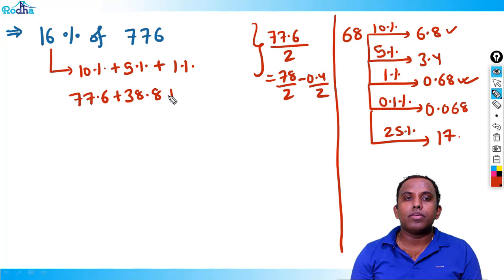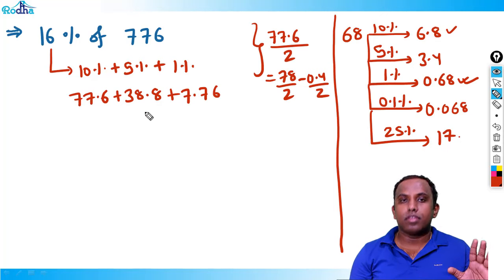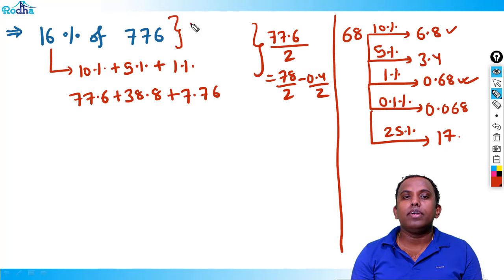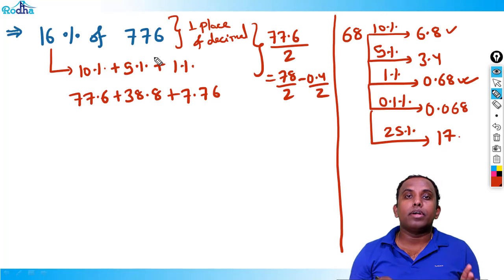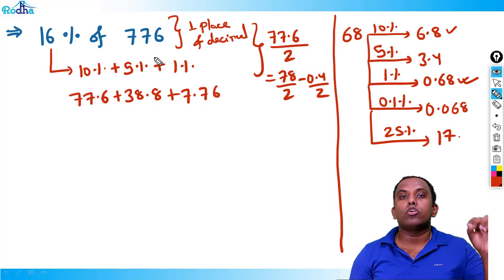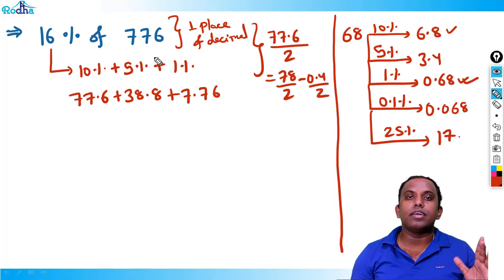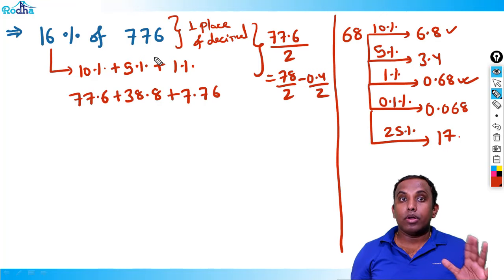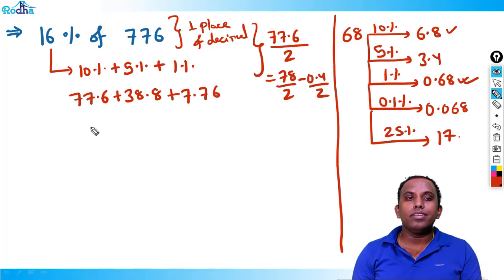Plus 1%. What is 1% of 776? 7.76. Always remember, you need to solve only to one place of decimal; that will be enough. These kinds of questions are very important in data interpretation, and in percentage, profit and loss, simple and compound interest, mixtures, everywhere percentage applications are there. It becomes very easy if you can calculate very fast.